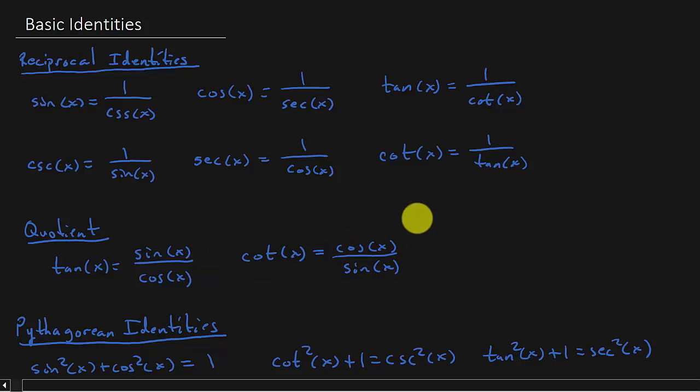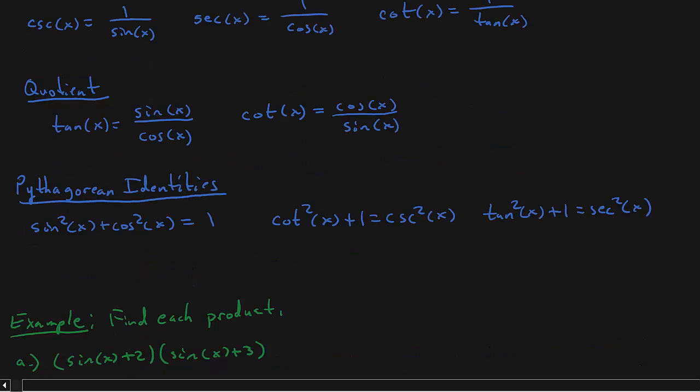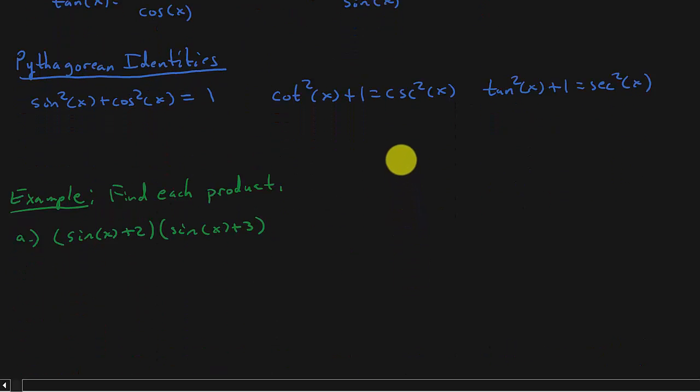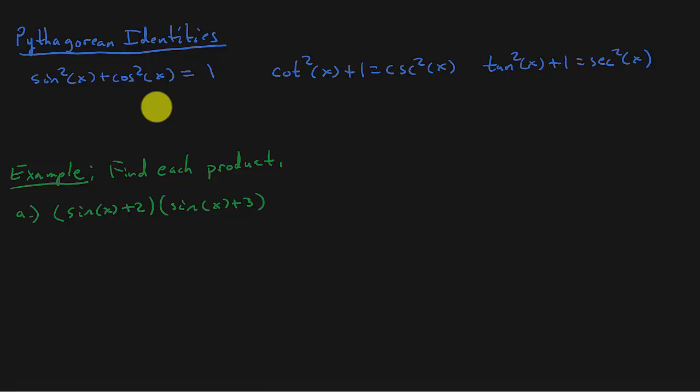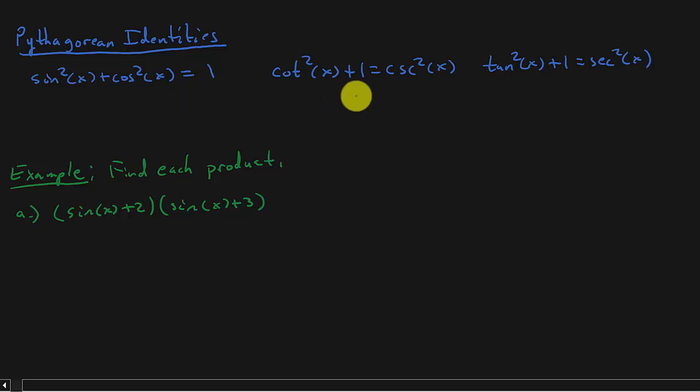And then we have the Pythagorean identities. Sine squared plus cosine squared is 1. I think for the most part, trig students memorize that one. That one everybody knows. But the next two, cotangent squared plus 1 is cosecant squared, and tangent squared plus 1 is secant squared, are the two that students tend to forget.